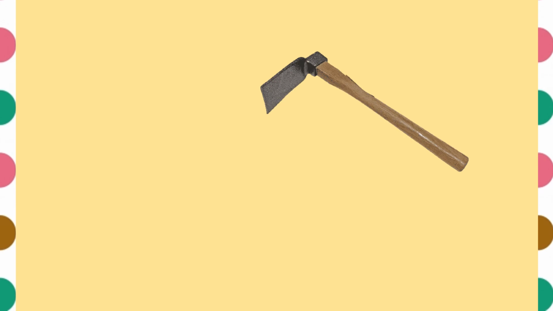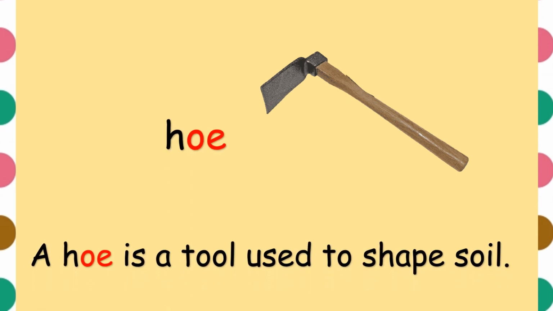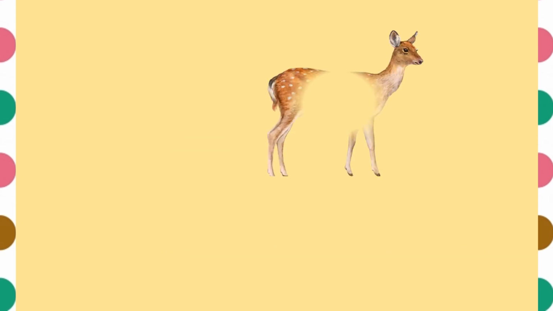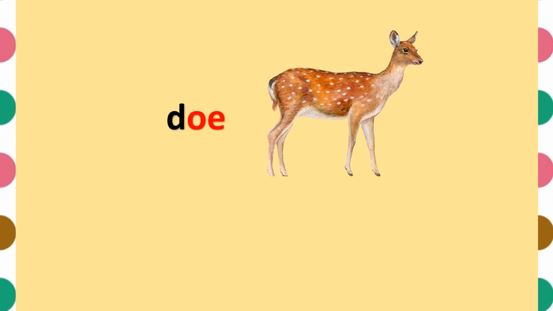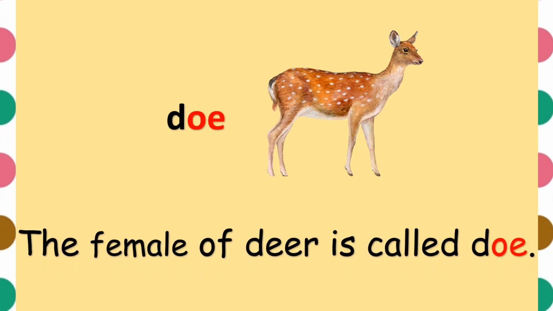Let's make some sentences. Can you guess this picture, children? We just learnt it. Hoe. A hoe is a tool used to shape soil. Doe. The female of deer is called doe.